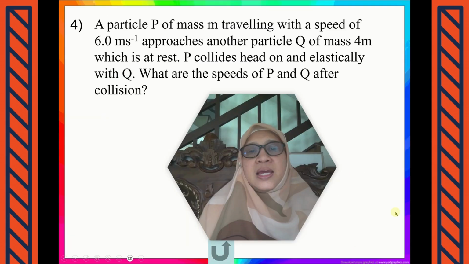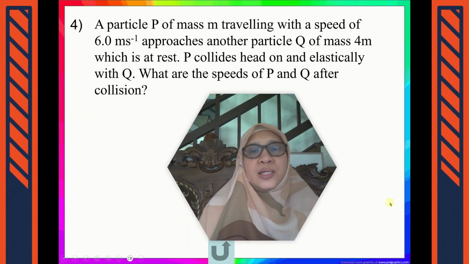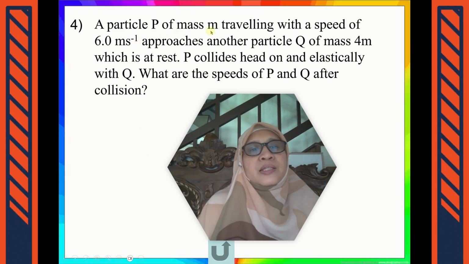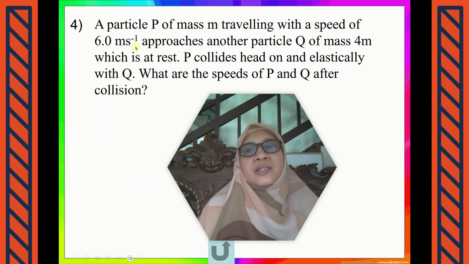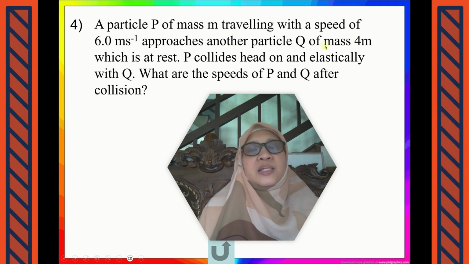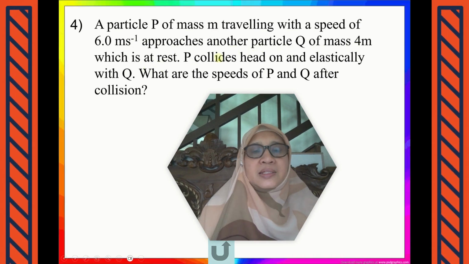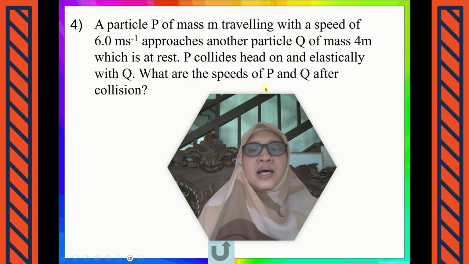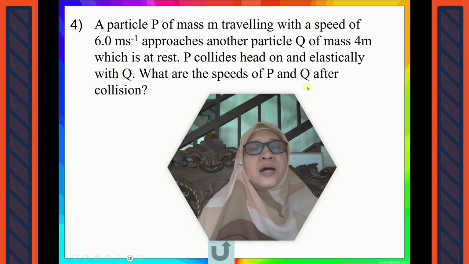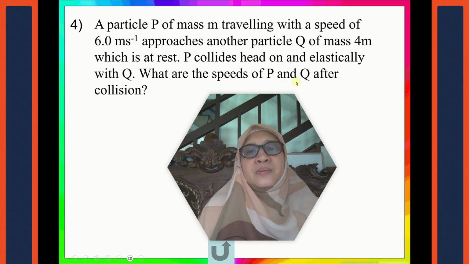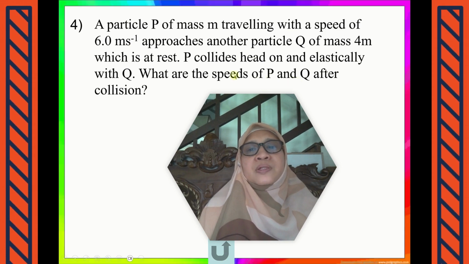Next we go to question 4. A particle P of mass m traveling with a speed of 6 meter per second approaches another particle Q of mass 4m, which is at rest. P collides head-on and elastically with Q. What are the speeds of P and Q after collision? We are going to find the speed for both P and Q after collision.